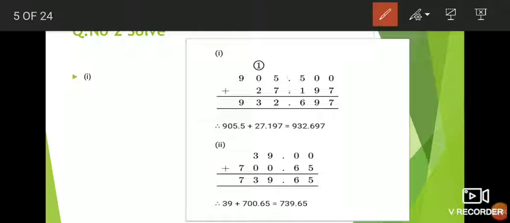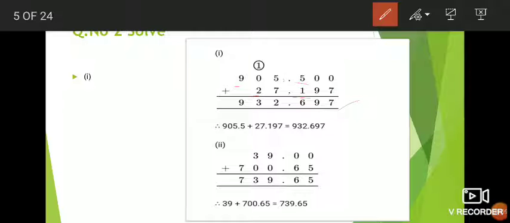If we are writing like this, 905.500 plus 27.197, this is wrong, because while doing the addition we have to write the unit to unit place, tens to tens place, 100 to 100, and then after the decimal whatever numbers are there, tenths place, hundredths place and thousandths place compulsory. Okay, now we know the addition, students.